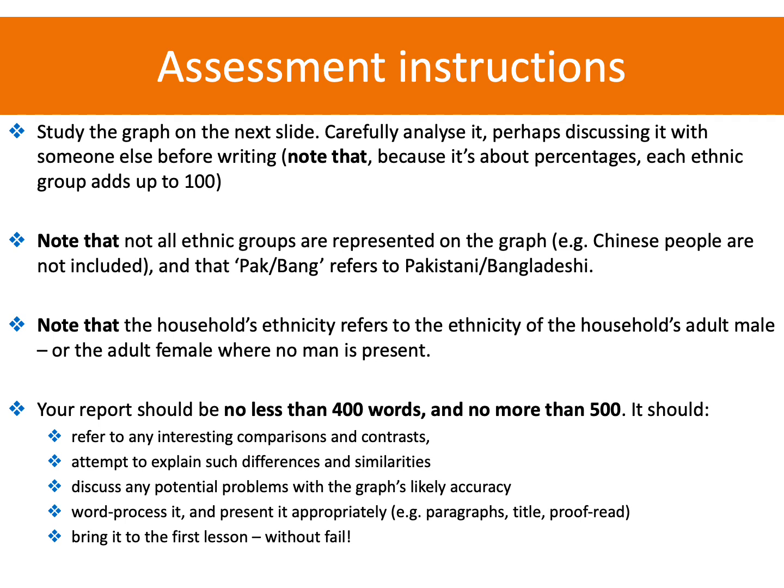You should do the following. Refer to any interesting comparisons and contrasts between different ethnic groups. You should try to explain some of these differences and some of the similarities. You also need to discuss any potential problems with the graph's likely accuracy. Is the data on the graph actually likely to be valid or accurate? You should word process it, and present it appropriately in paragraphs with a title. You need to proofread it, and you need to bring it to the first lesson without fail.